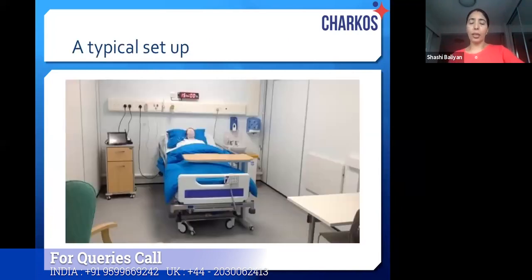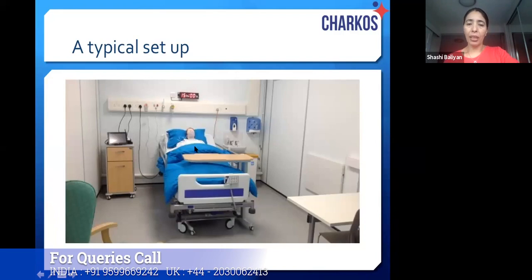Okay, so this is a typical setup of what you will see over there. In this room, you can see this is the table, where most of the time the invigilator or the assessor will be sitting. You will enter from over here. In your skills sessions and other stations, you will have a mannequin. It is not a real patient.